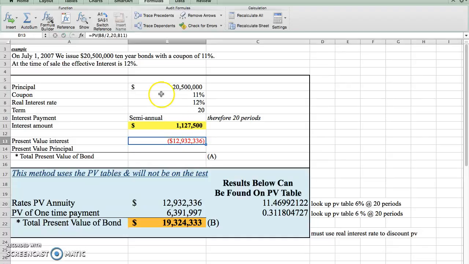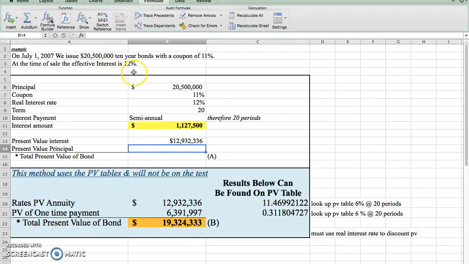The one thing I did forget to tell you is the interest amount in B11 up here needs to have a minus sign in front of it because it's a payment out. Then I will get a positive response, and the present value of 20 payments of 1,127,500 is 12.9 million. Now, if I give the company 20,500,000 at time 0, and then in 10 years, which is 20 periods from now, how much is that 20,500,000 worth in today's money?